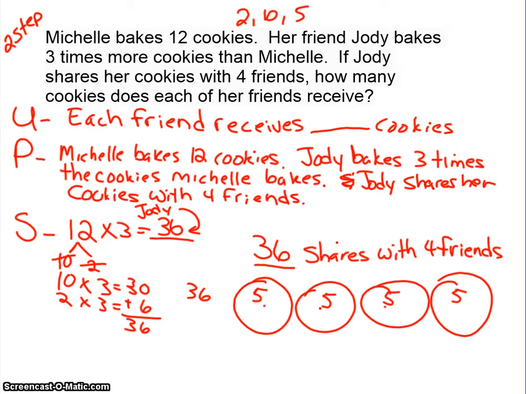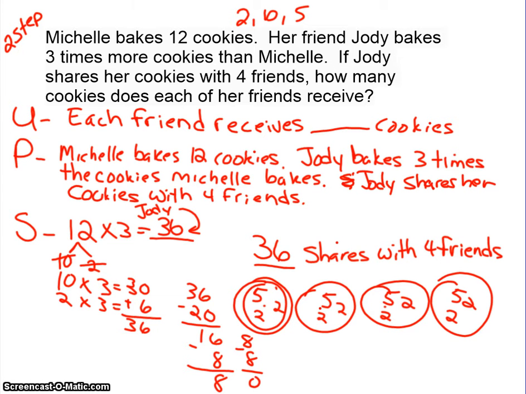Started with 36. I just gave away 20. 3 minus 2 is 1. Okay, I can give 2 to each group. 2, 4, 6, 8. I can take away 8. That leaves me 8. And another 2, 4, 6, 8. 8 minus 8 is 0. Each of her friends have 8 cookies. It's supposed to be an 8. Okay.